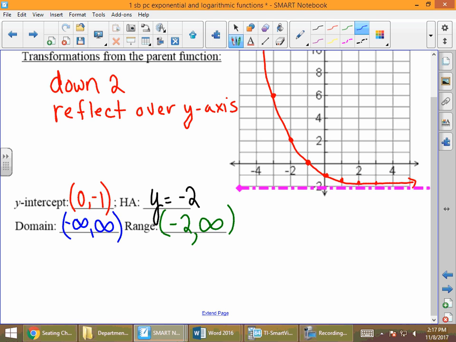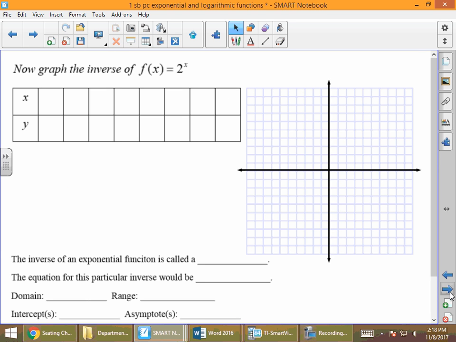And it's nice to be able to have the calculator to help us with it. But this gets us into the graphing a little bit. And now let's look at an old favorite. Let's graph the inverse of 2 to the x.